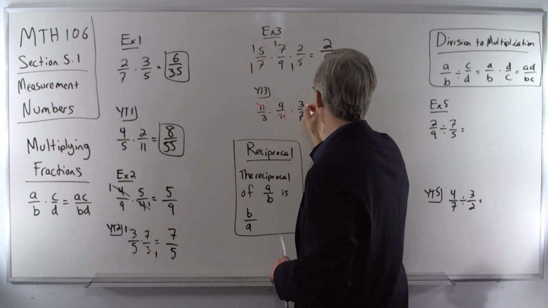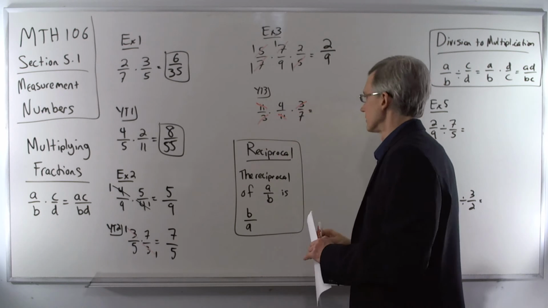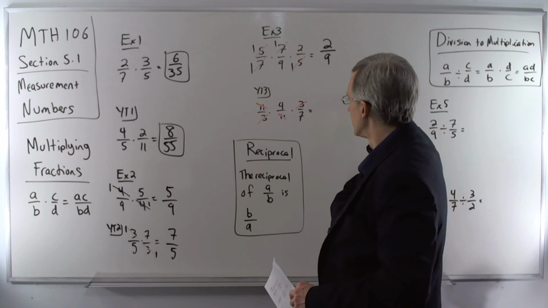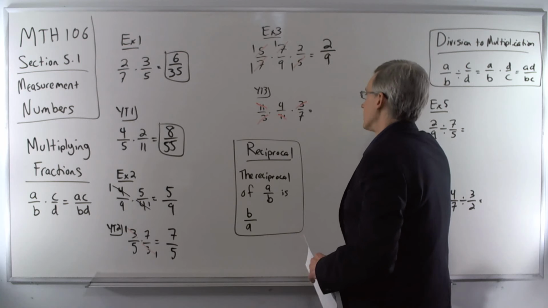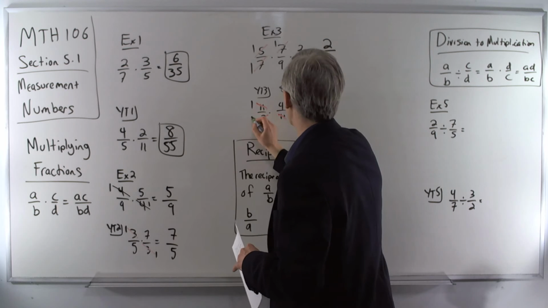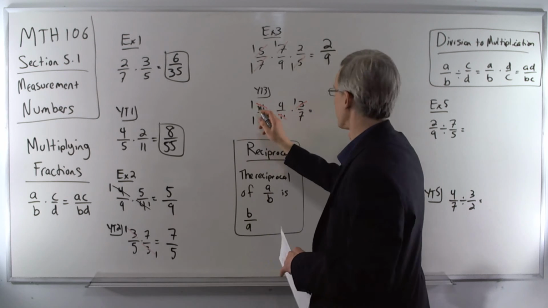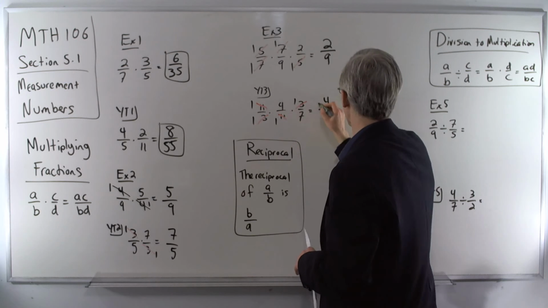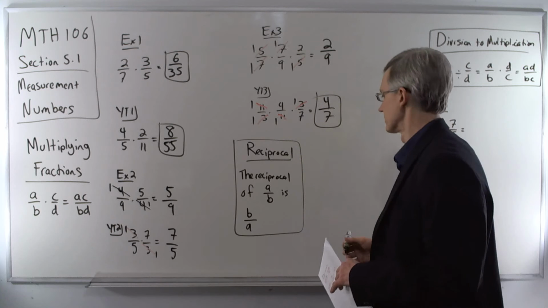Elevens cancel, and the matching 3's cancel. All those numbers turn into 1s. Now we multiply across. 1 times 4 times 1 is 4. 1 times 1 times 7. 4 7s.